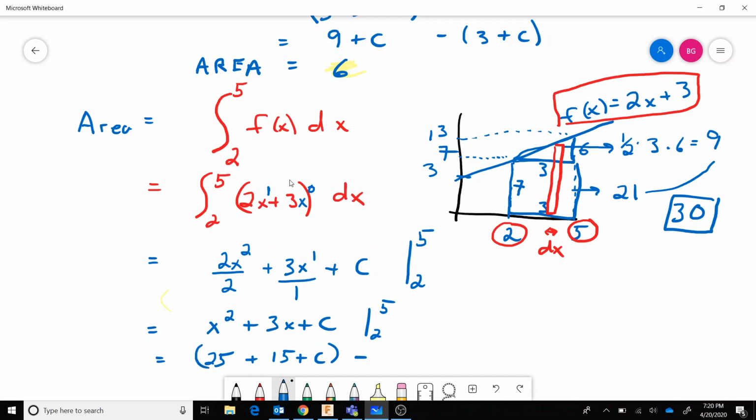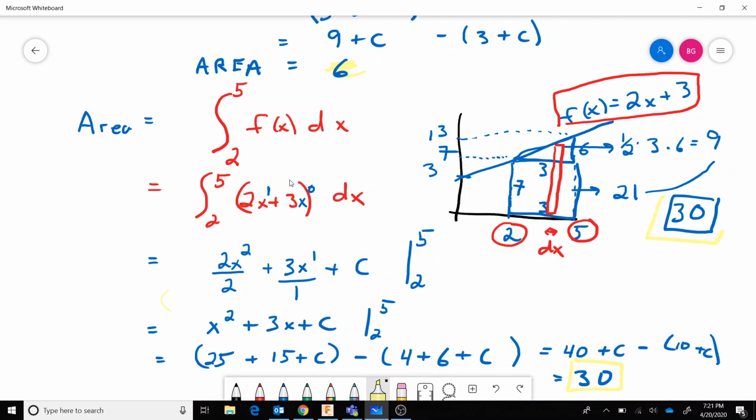There's my high value, and now I'm going to stick in the low value, which is 2. So I put my 2 in here. I get 2 squared is 4. 2 times 3 is 6 plus c. And so now I've got, let's see, this would be 40 plus c minus, this would be 10 plus c. And c minus c drops away, and 40 minus 10 is 30. Hey, good news. We actually got the correct answer yet again.